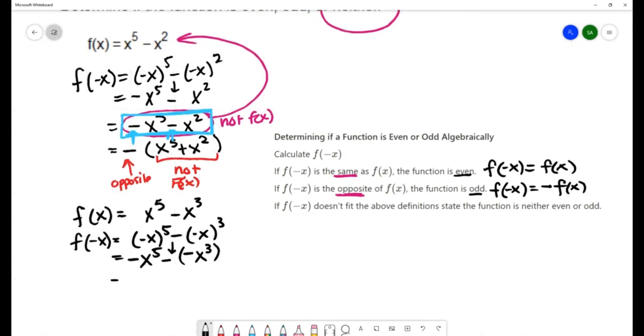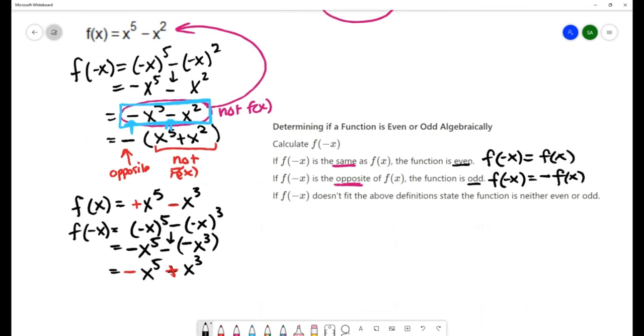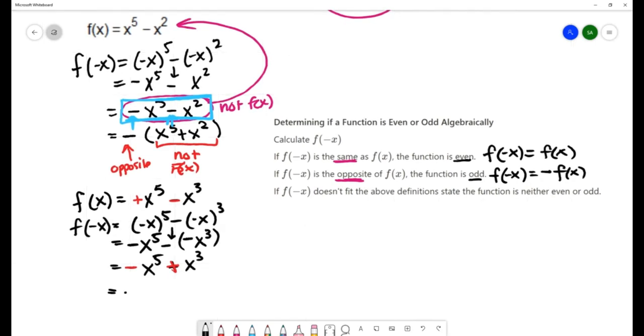These two negatives in the middle will multiply together to be a positive. And now you can see that I have a positive here, but a negative here, a negative here, and a positive here. So that's the opposite on every term. However, we can also factor out that negative, and it will be x to the fifth minus x cubed if we do that. So we've got the opposite of f of x here. And so this would be an odd function.